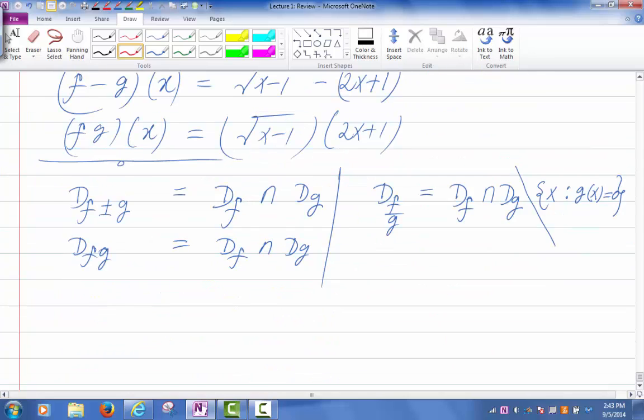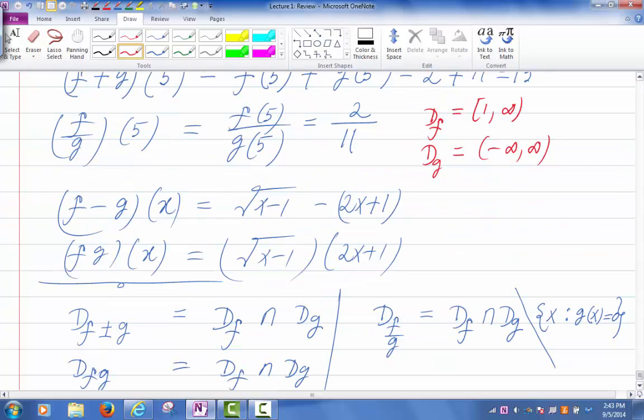So then, let me go up a little bit. Then what's the domain of f times g? And what's the domain of f plus or minus g? It will be the intersection, or the common domain. So what's common between the two domains? Yeah, everything from 1 to infinity, because 1 to infinity is included in the domain of g. So this would be from 1 to infinity.